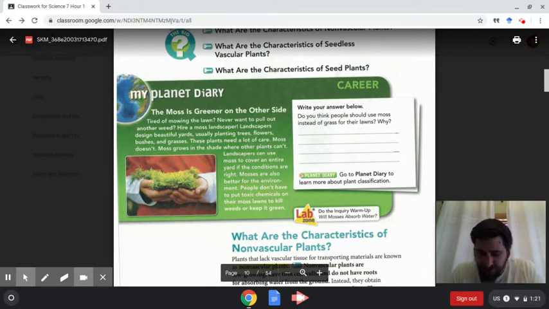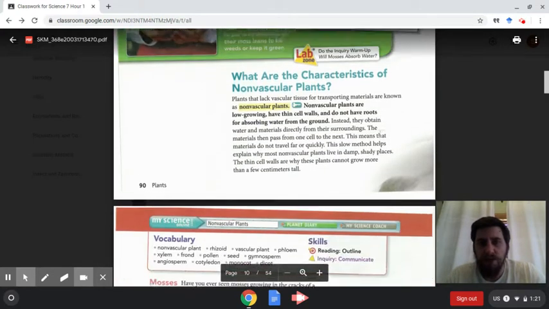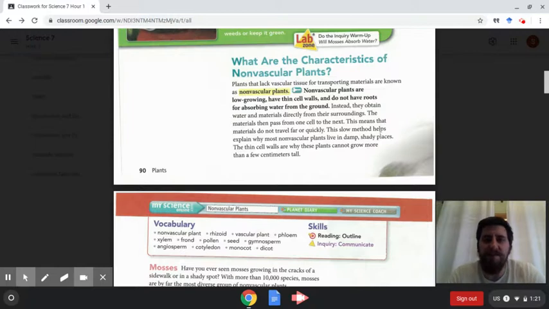One instance of an answer is yes, moss is better for the environment, but the conditions must be suitable for the moss to grow. So not everybody can have this, and not everybody would want this, but it is an option for some of us out there. So think about that. What are the characteristics of non-vascular plants?